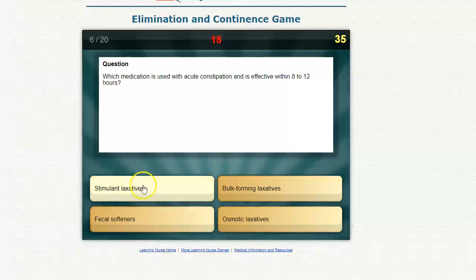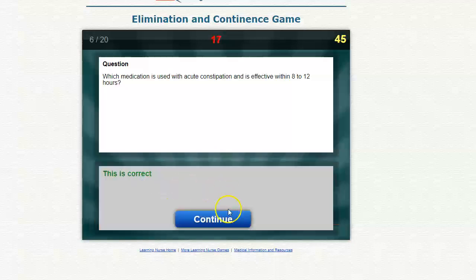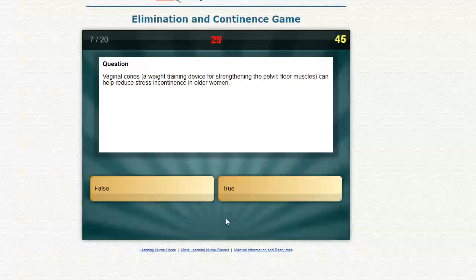Would it be stimulant laxatives? Absolutely. And you're getting that information in your Nursing 123.